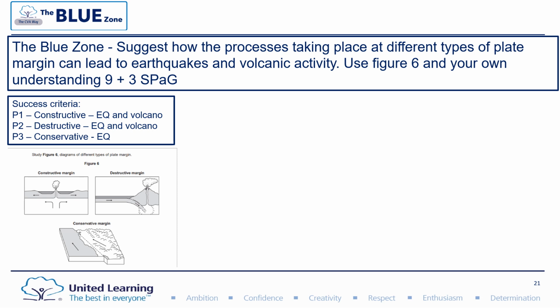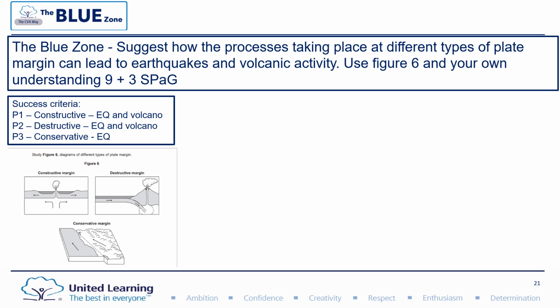What I want you to practice is this exam question. It says, suggest how the processes taking place at different plate margins can lead to earthquakes and volcanic activity. And we've got figure 6, which shows us three different plate margins. Paragraph 1 is going to be on a constructive plate margin, how we get earthquakes and volcanoes. Paragraph 2 is going to be on a destructive plate margin, how you get earthquakes and volcanoes. And paragraph 3 is going to be on a conservative plate margin, how we get earthquakes. So we'll just break the question down.